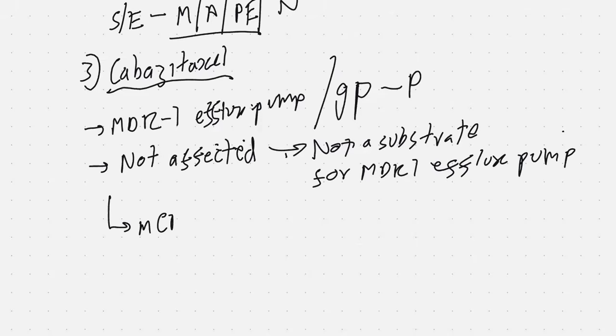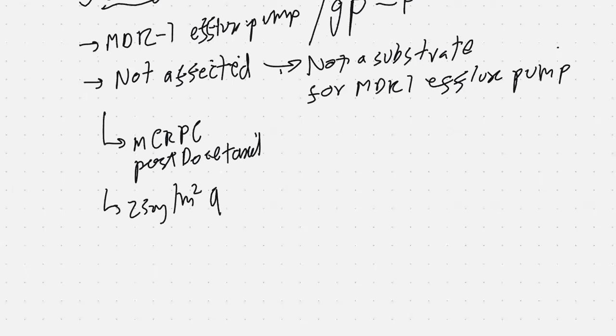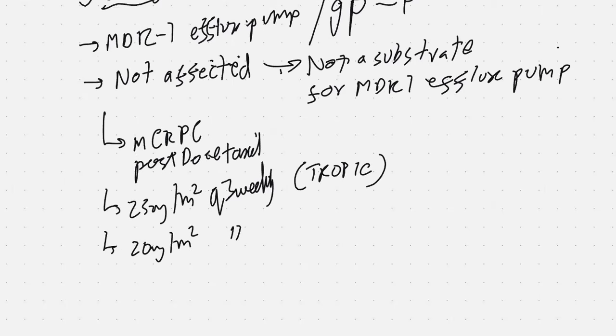Okay, so initially a dose of 25 milligram per meter square, 3 weekly was approved. This was based on the TROPIC trial. But later on, there was another trial called the PROSELICA trial, which looked at a dose of 20 milligram per meter square, 3 weekly. They compared this to 25, and they found that there were no differences in outcomes and less toxicity. So now 20 milligram per meter square is preferred.